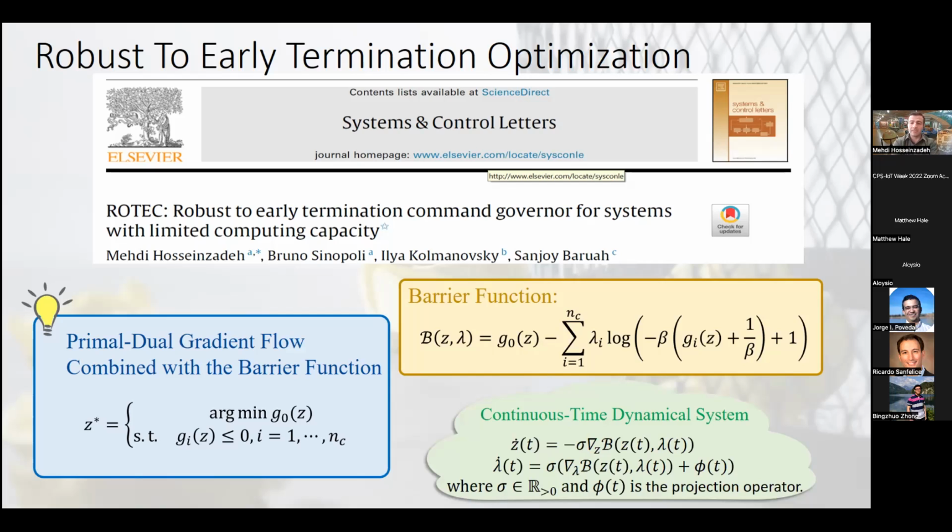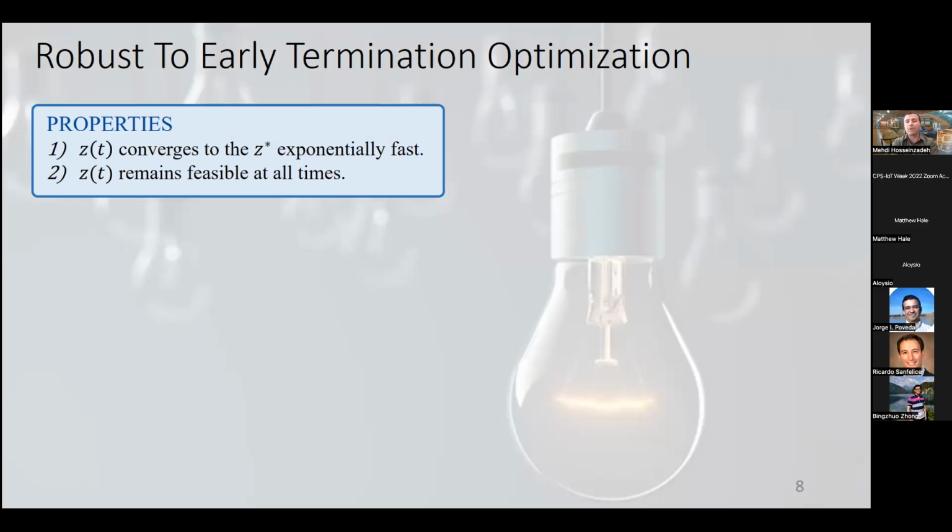continuous time dynamical system. Here, Z is the primal parameter, lambda is the dual parameter, and Z and lambda together are the states of this virtual dynamical system. Sigma is the design parameter, and phi is the projection operator, just to make sure that the derived parameter remains positive at all times. This continuous time dynamical system has two main properties. The first one is that the states of this dynamical system converge to the optimal solution or the optimal values exponentially fast. And the second property is that the states remain feasible at all times.